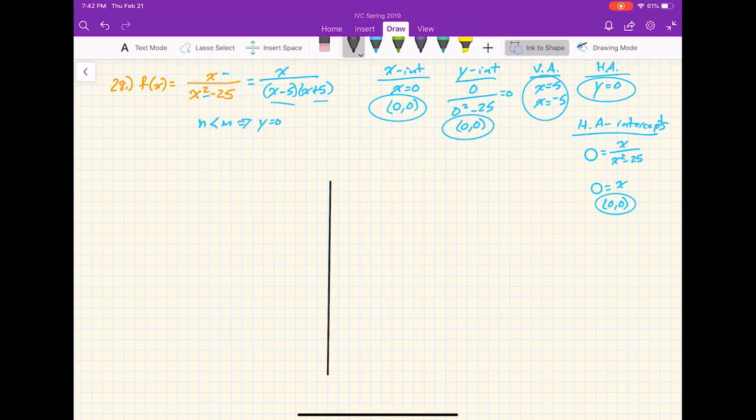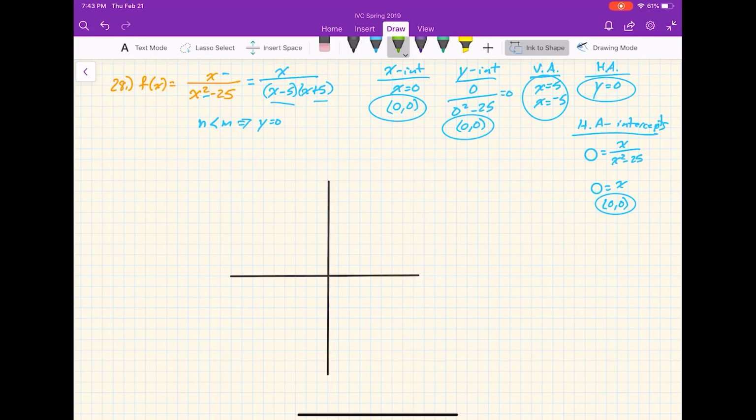So we'll draw our little graph here. Give me a second to straighten these guys out a little bit. They were pretty close, actually. Getting better, but not good enough.